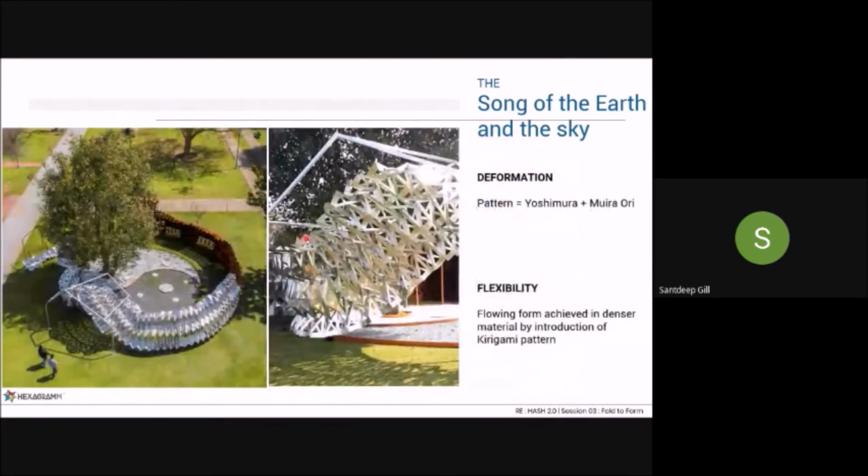To conclude, the Song of the Earth and the Sky is a deformed Yoshimura pattern, wherein it's a mixture of both the Yoshimura and the Miura-ori. Flexibility has been achieved in a denser material by introduction of kirigami.